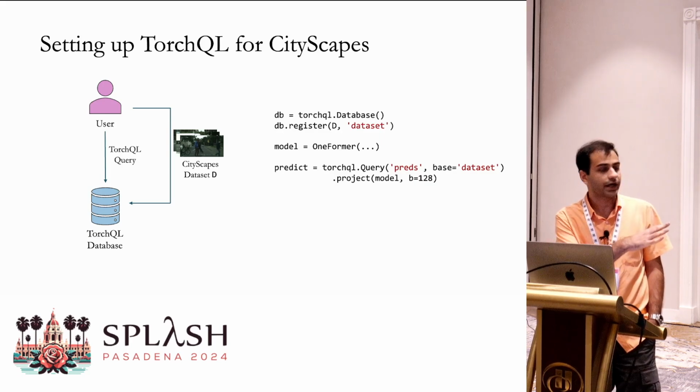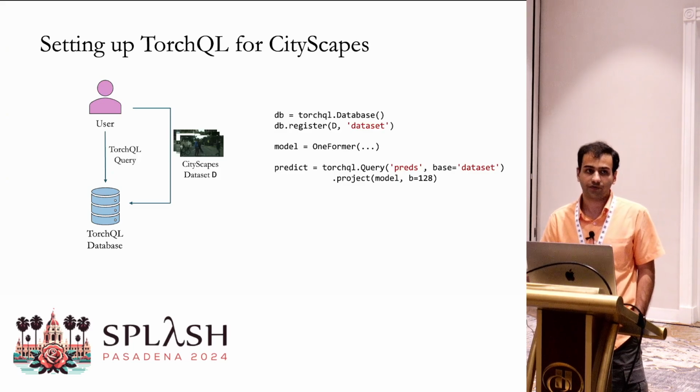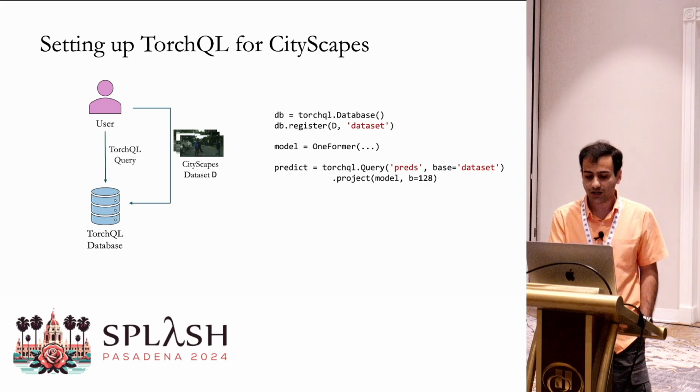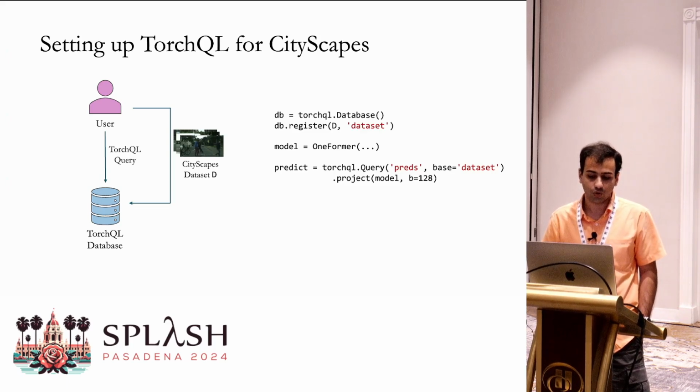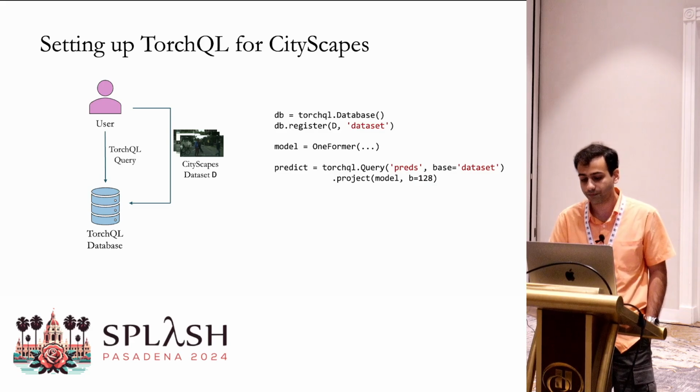So we are looking again at the one-former model. And once we instantiate the model, we can start defining the query. The query is defined as having a name called preds, and it is based off the dataset table. And what we do then is we use a projection operator that operates over every single row of the dataset table and applies a function on every single row. Over here, our function is the model itself.